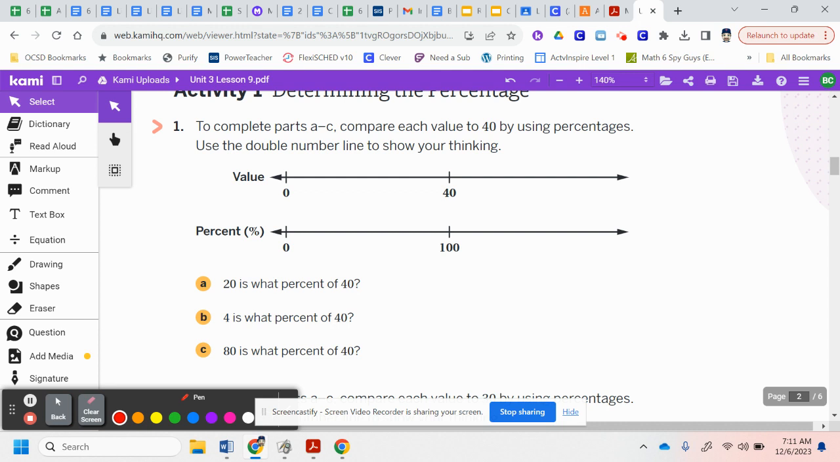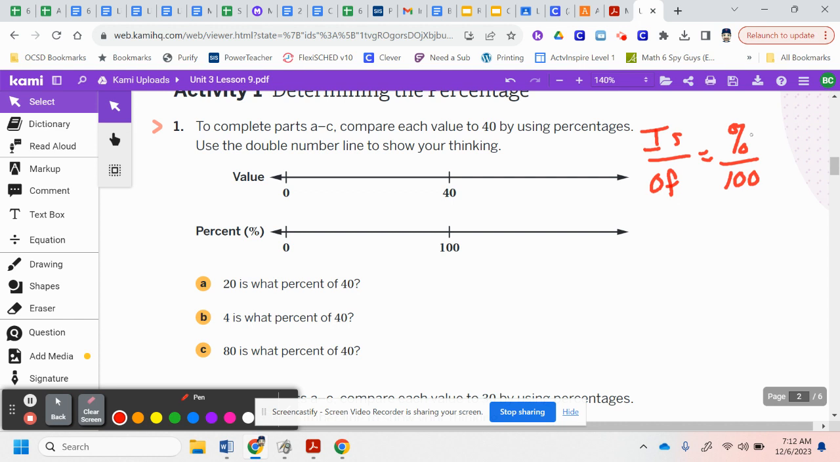So letter A says 20 is what percent of 40? When we set up our problem, we're always going to use is over of equals the percent over 100. This is always what we use. Is over of equals a percent over 100.